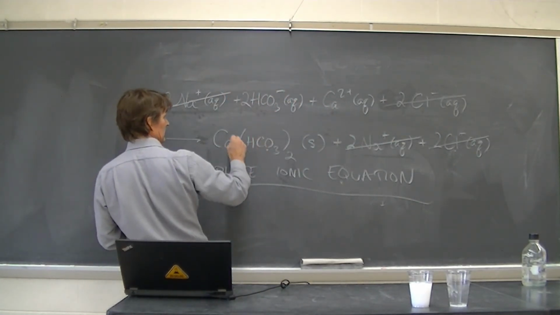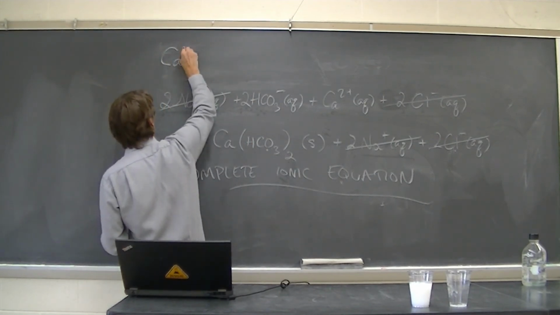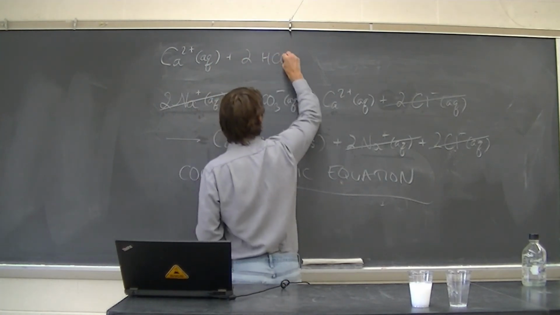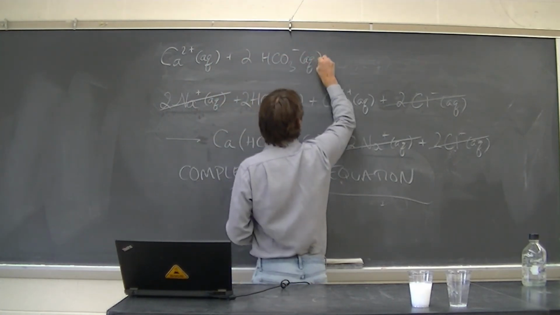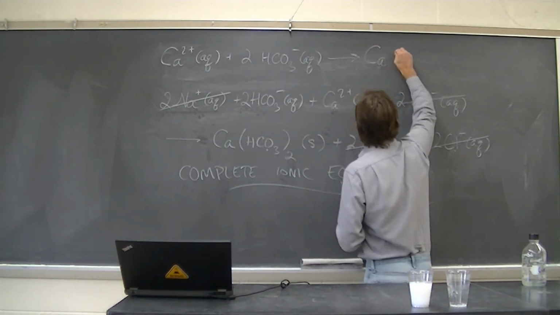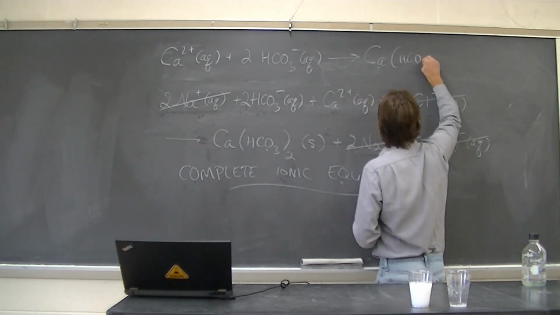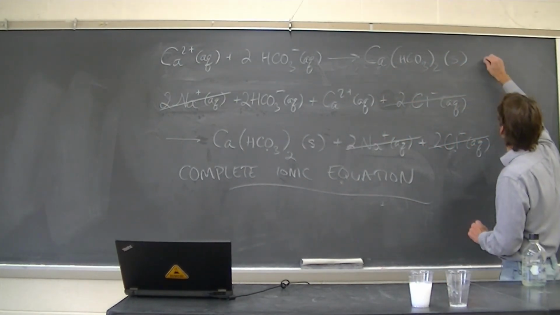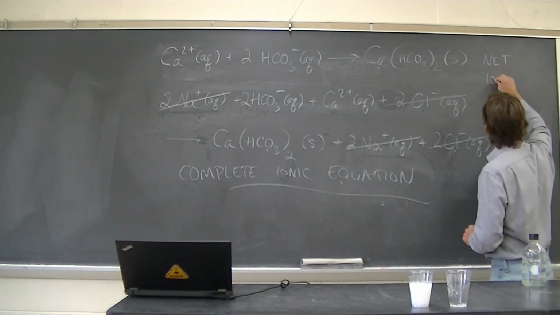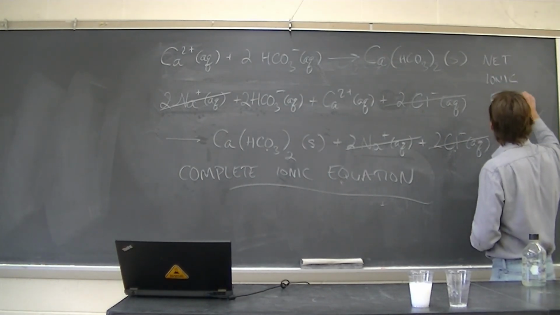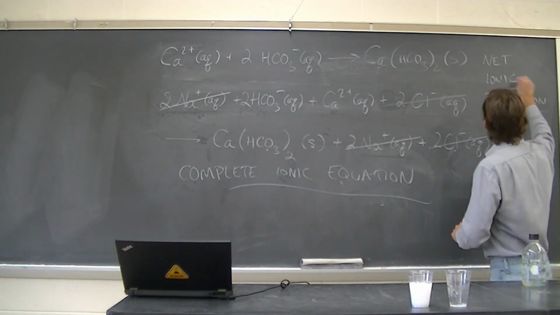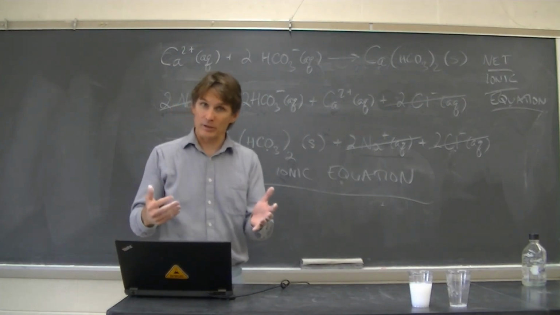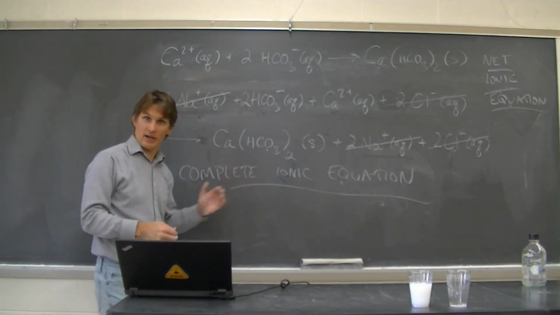Let's see, I'm going to need calcium ions, and I'm going to need two hydrogen carbonate ions, and those are going to react to form calcium hydrogen carbonate solid, my precipitate. So this would be called the net ionic equation. And you get the net ionic equation by first writing out the complete ionic equation and then canceling out the spectator ions as I've shown here.